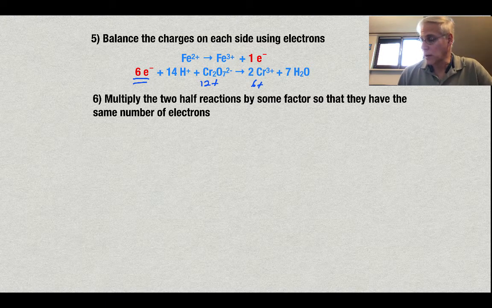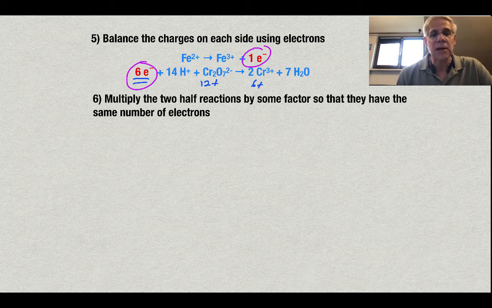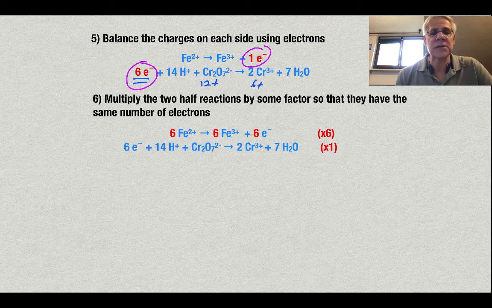Notice also I want to point out that I have one half reaction where electrons are in the product, and one where they're in the reactant. Okay, that's very important. That should always happen. If you balance your half reactions and you have electrons on just one side, so both half reactions have them in the reactants or both in the products, you've done something incorrect, and you need to go back and figure out what the correct step is going to be. So let's take a look at how we do this.